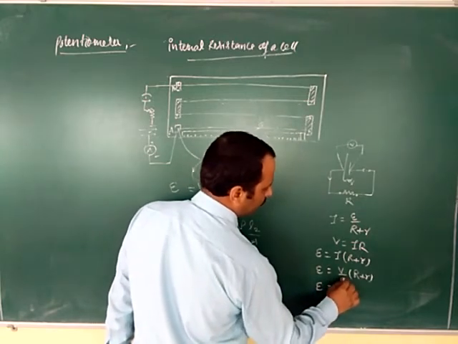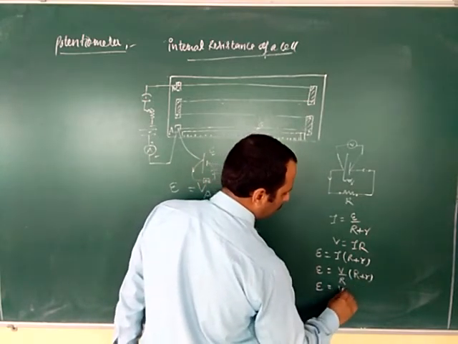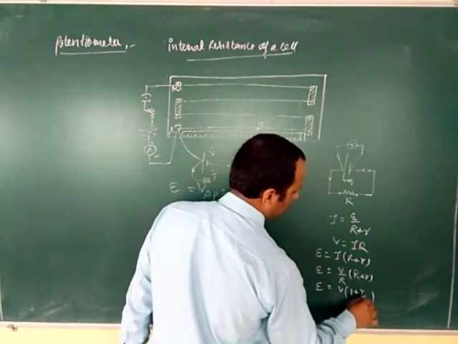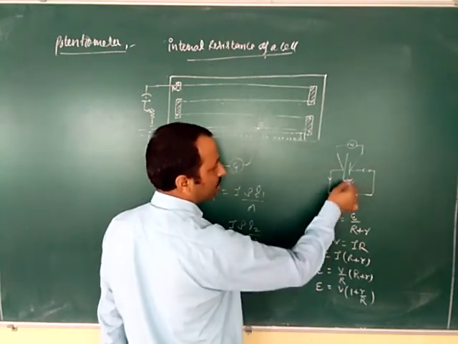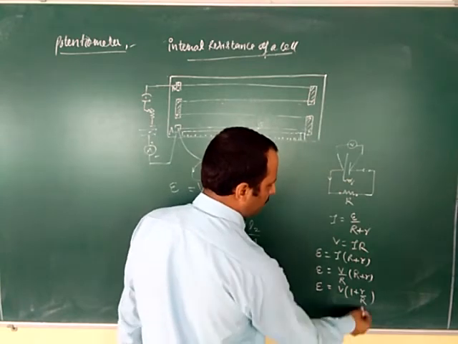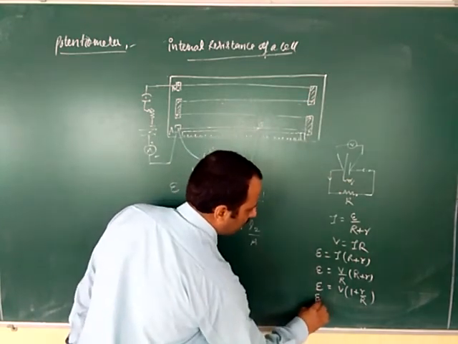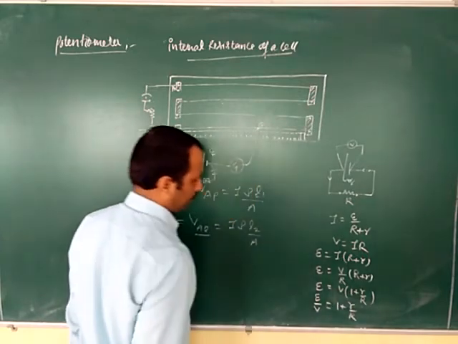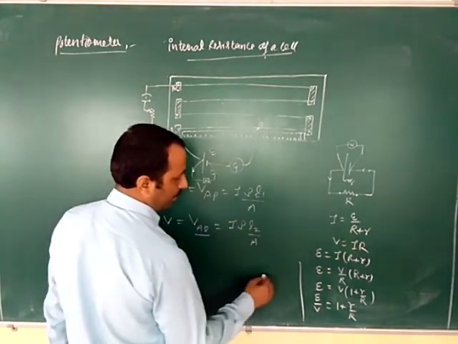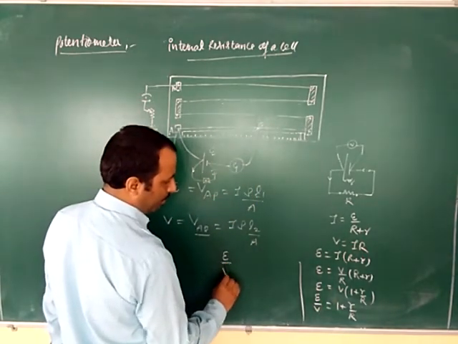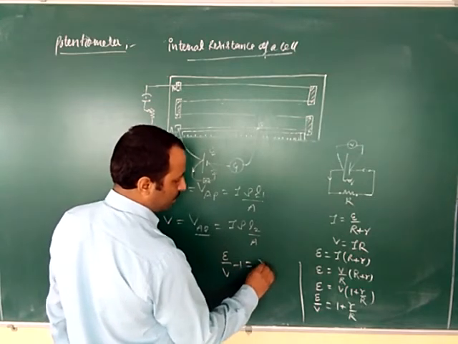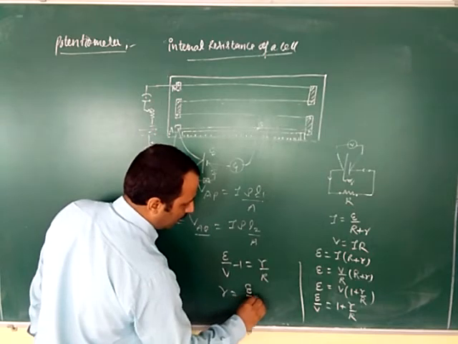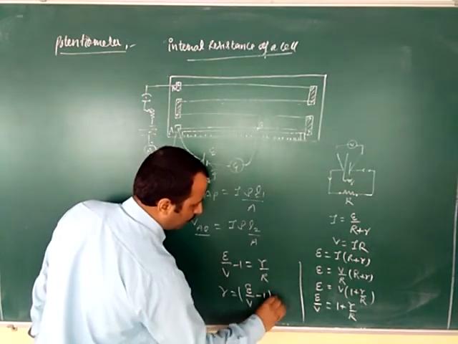Now E is equal to, if we divide through R, so E upon V is equal to 1 plus small r upon R. What is small r? Small r is the internal resistance of the cell and R is the external resistance. So E upon V is equal to 1 plus r upon R. Let us see over here. So E upon V minus 1 is equal to small r upon R. So small r is equal to E upon V minus 1 into capital R.